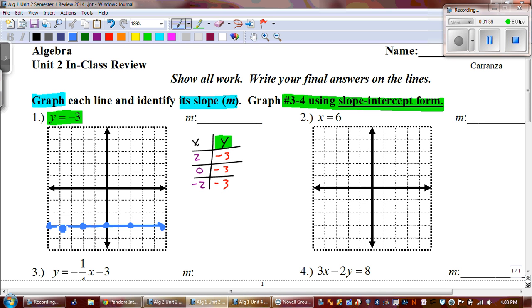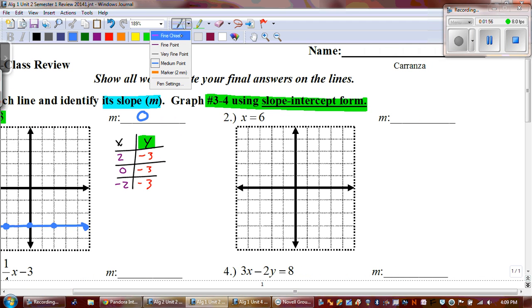There we go. Now, what's the slope? Remember, we said that the slope of a line that's horizontal, because that's what it is, is a lazy slope. So that means my slope is 0.